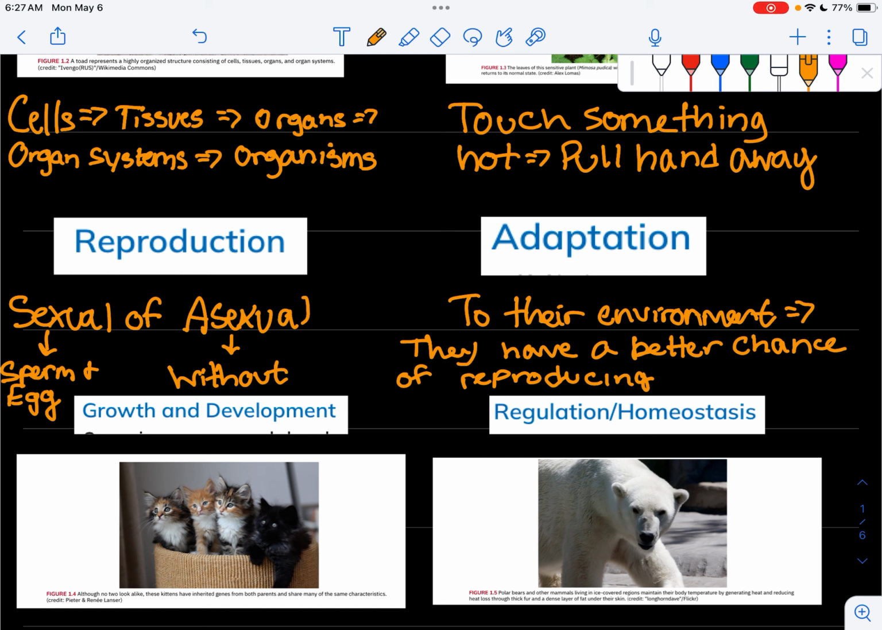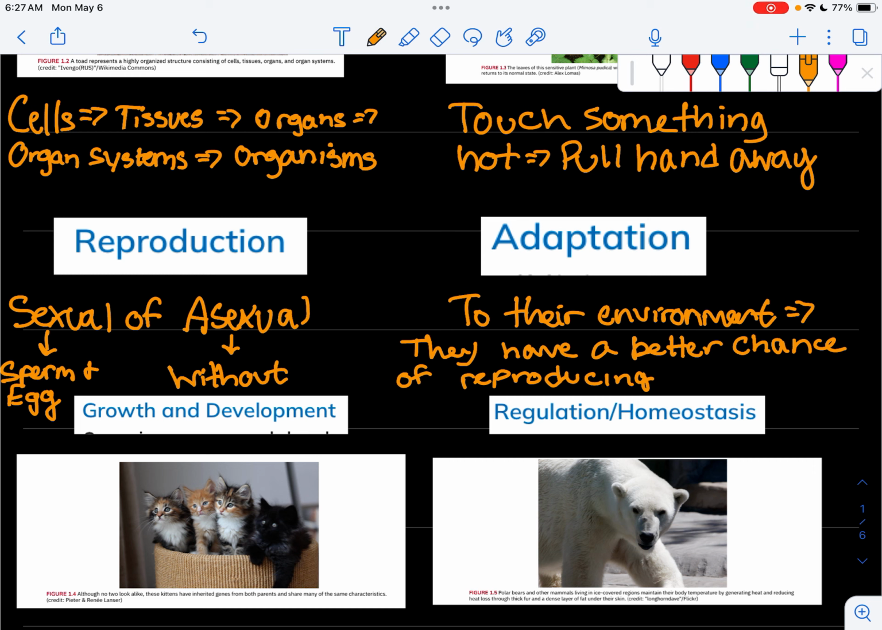Polar bears live in snowy environments where the snow is white, and there are things that can eat polar bears. So let's say that polar bear was brown, and now it sticks out in its environment and is more noticeable to predators. That polar bear now has a lesser chance to survive and reproduce. So for an organism to adapt to its environment, it needs to physically change something about itself so it fits its environment and has a better chance to survive and reproduce.